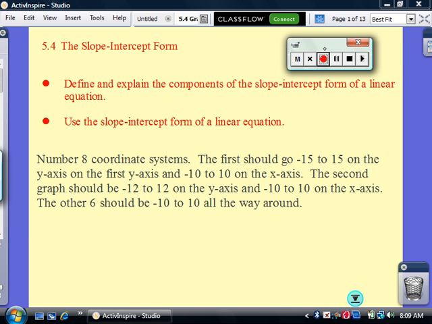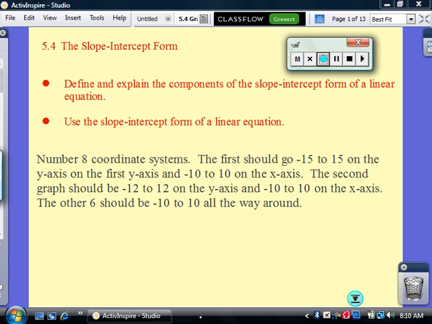Okay, we're going to graph today, and hopefully you've got several 10 by 10s, but also specifically we need some special ones. Make sure you have one that goes from negative 15 to positive 15 on the y-axis, and from negative 10 to positive 10 on the x-axis. And then the second graph goes from negative 12 to positive 12 on the y-axis, negative 10 to positive 10 on the x, and the other 6 are what you've been drawing.